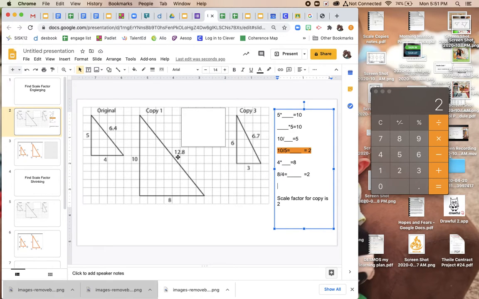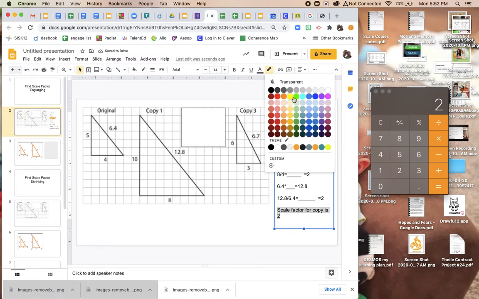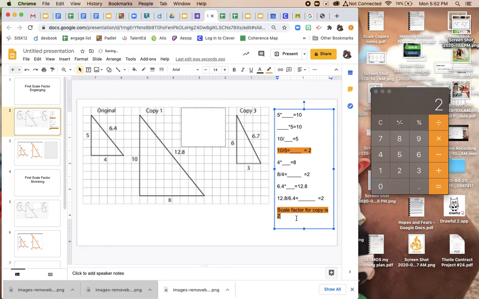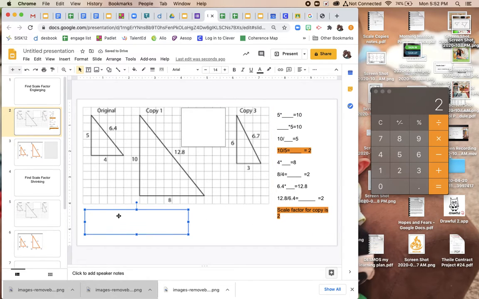So we have 6.4 and 12.8, and so 6.4 times something is 12.8. So again, I do my division fact that I know will produce the solution I need. And that should equal that. So let's see. 12.8 divided by 6.4, and that indeed is 2. So the scale factor for this one is indeed 2. Cool. Let's check out this copy 3.